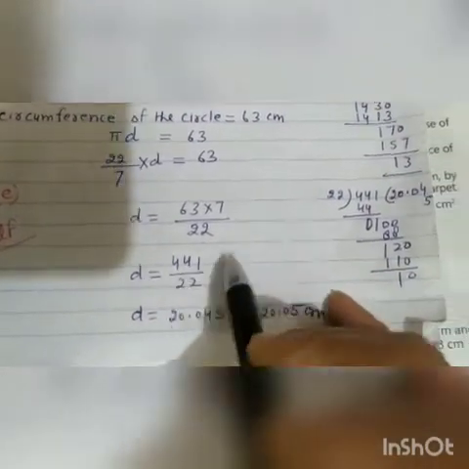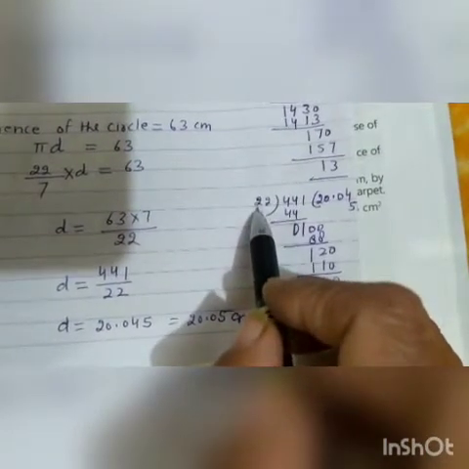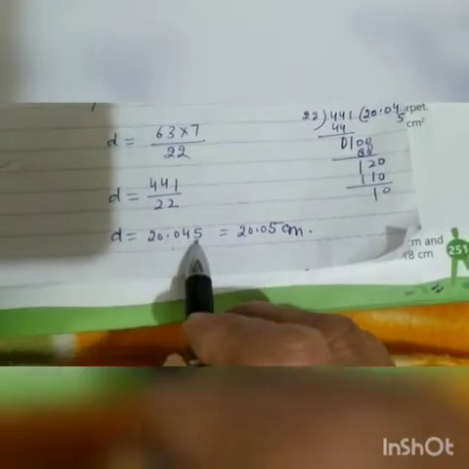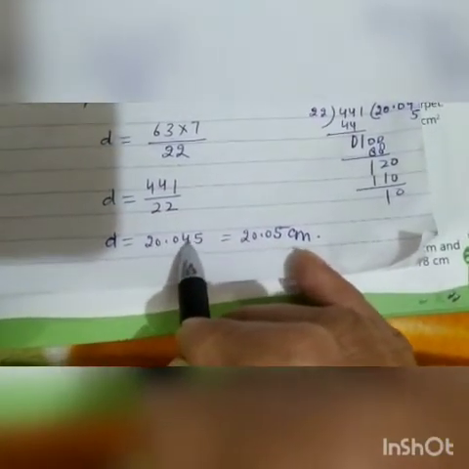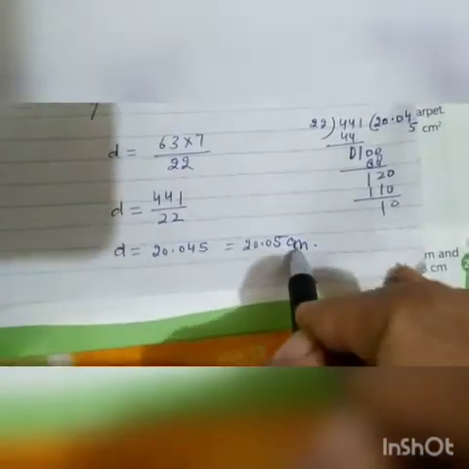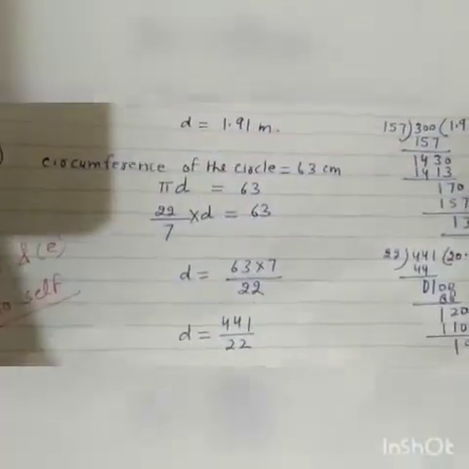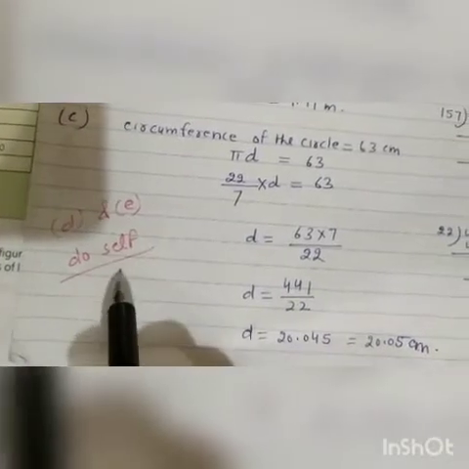Then we will divide this 441 by 22. We get 20.045, which can be written as 20.05 centimeter. Now its remaining two parts, D and E, you will do by yourself.